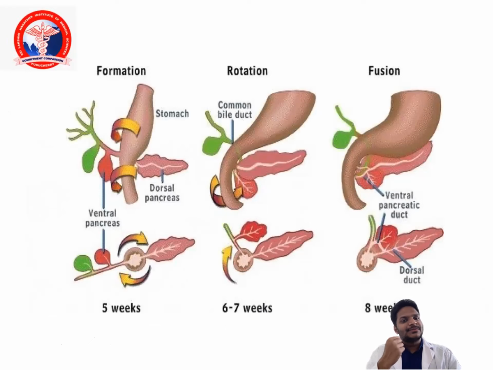The initial formation of the ventral and dorsal pancreas begins at 5 weeks of gestation, and they are completely fused by 8 weeks of gestation.